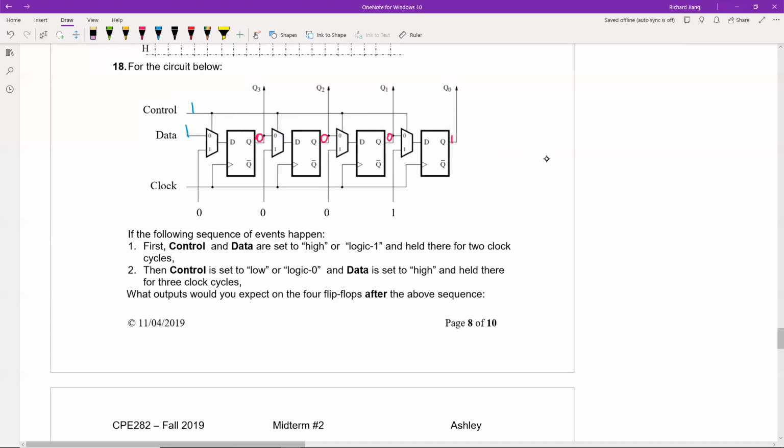So the idea is by the time that step 1 is complete, this is what it looks like on all of these. Now it says then control is set low. So now we no longer want to hijack the path, but data remains high and is held there for 3 clock cycles. So data remains high and this is held this way for 3 clock cycles.